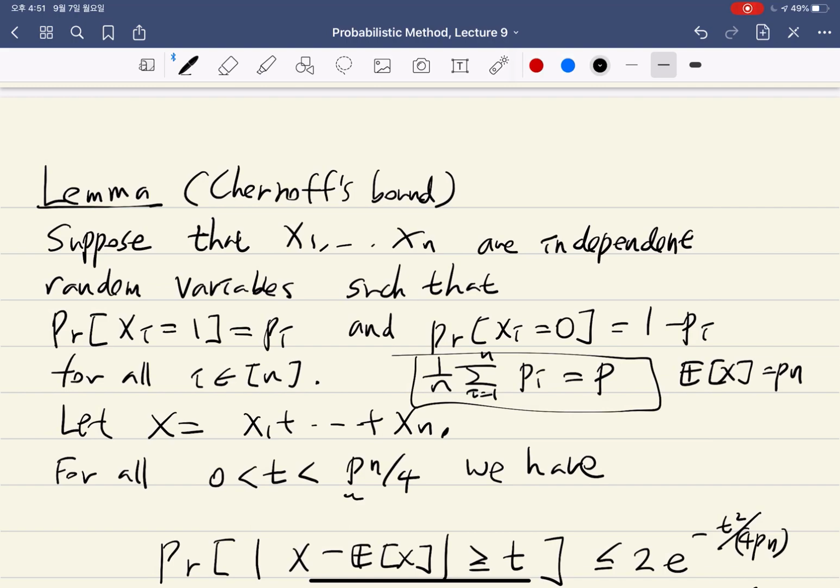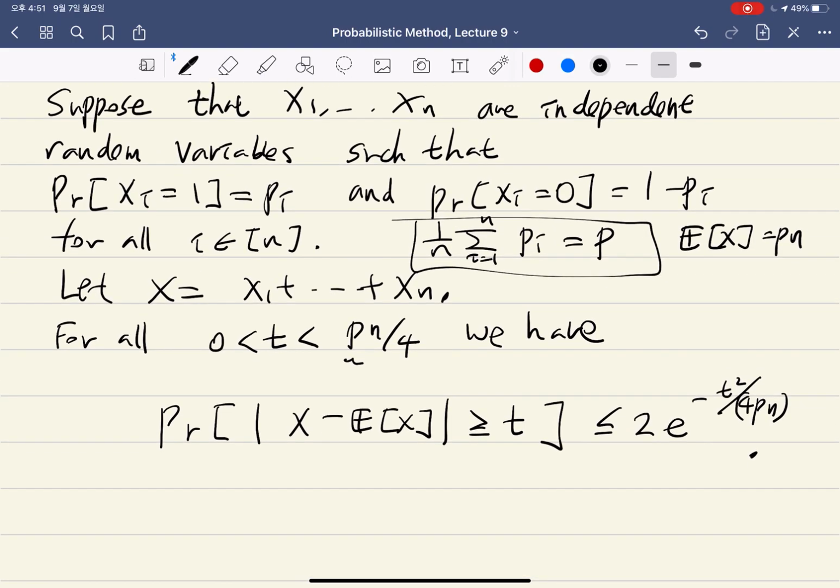So let's consider this setup. By the linearity of expectation, we know that the expectation is pn. And for t which is not too big, so it's at most the expectation over 4, the probability that x deviates from its expectation by t is at most exponential in negative t squared over a constant times the expectation of x.